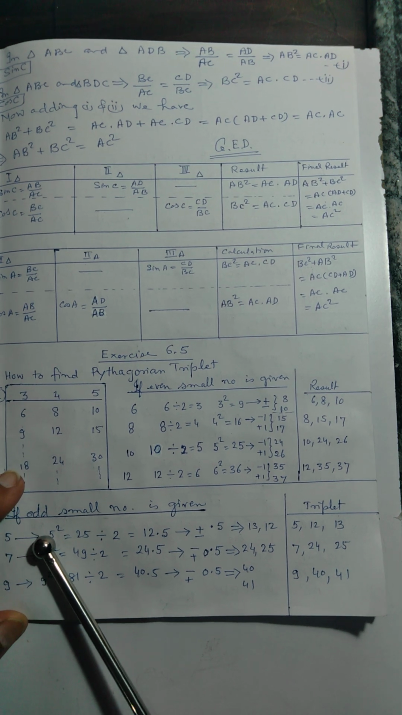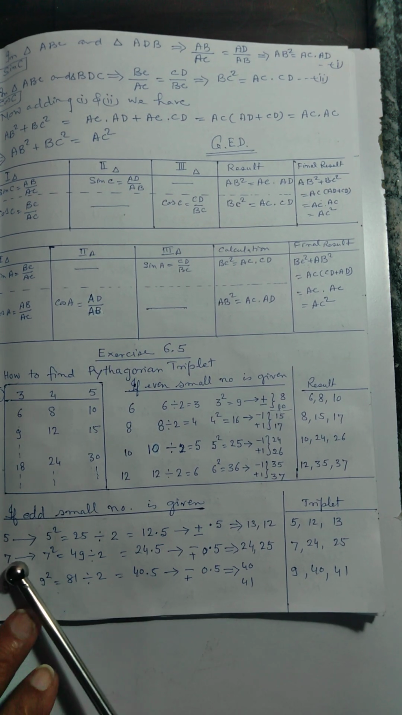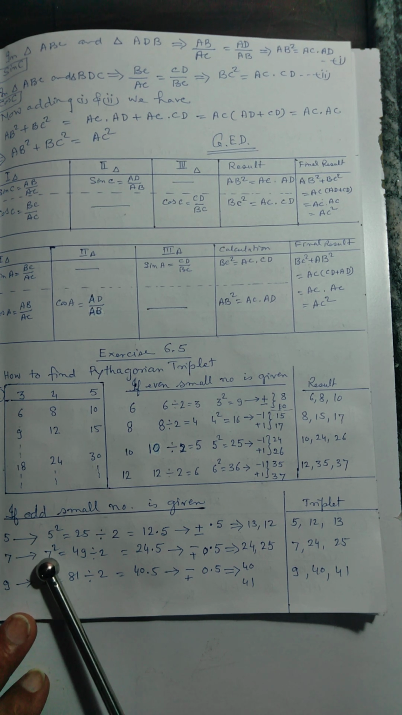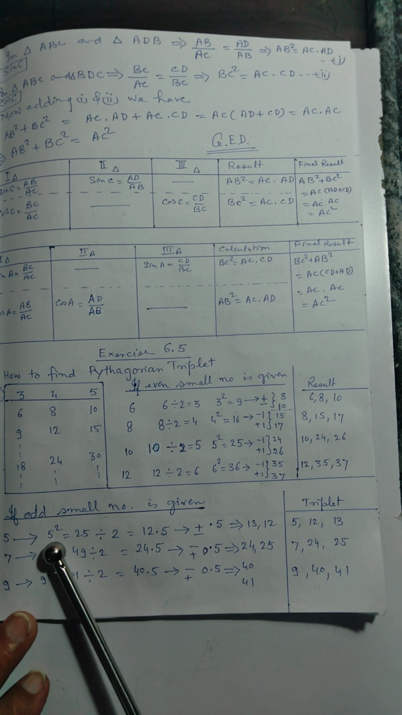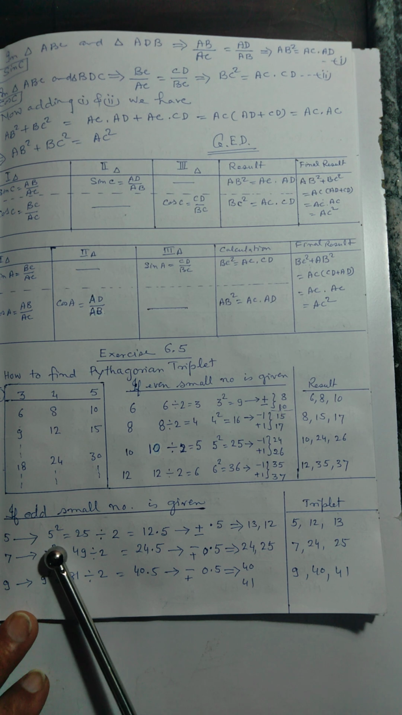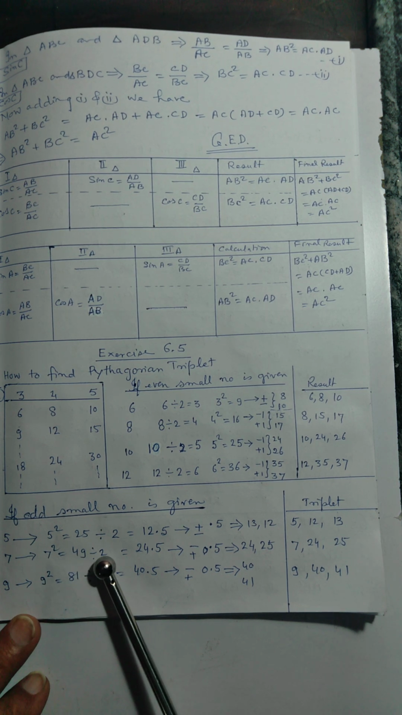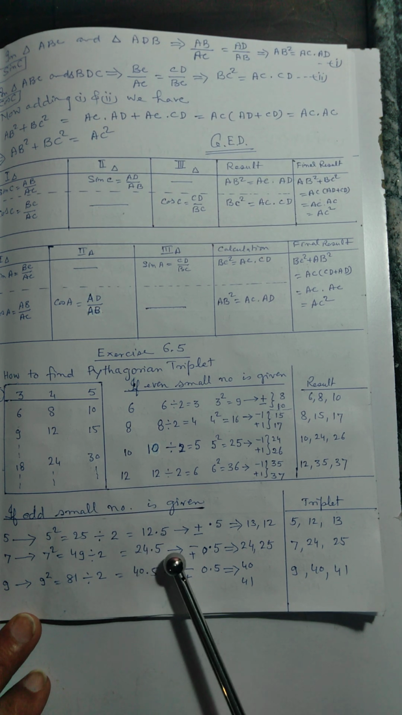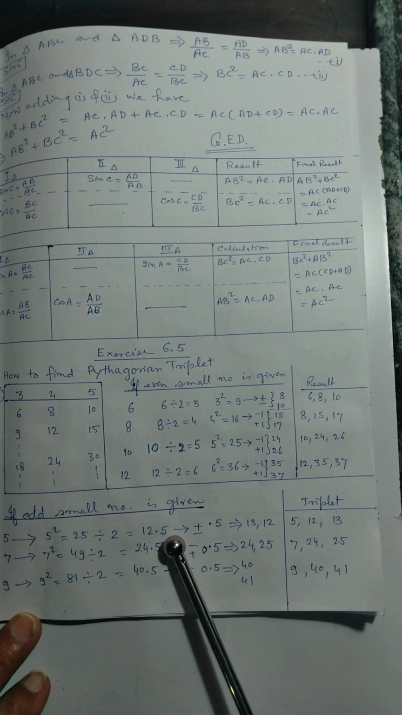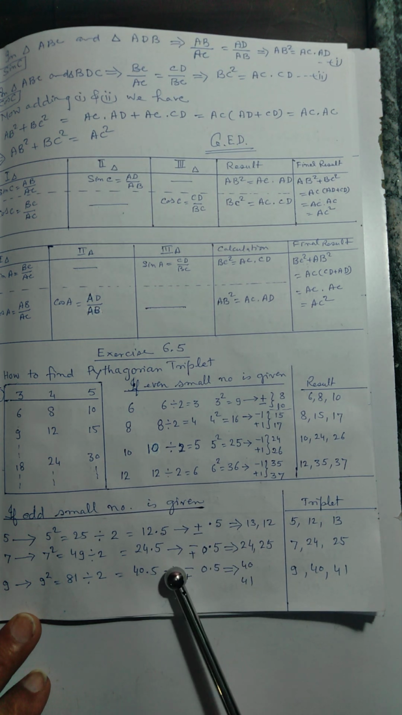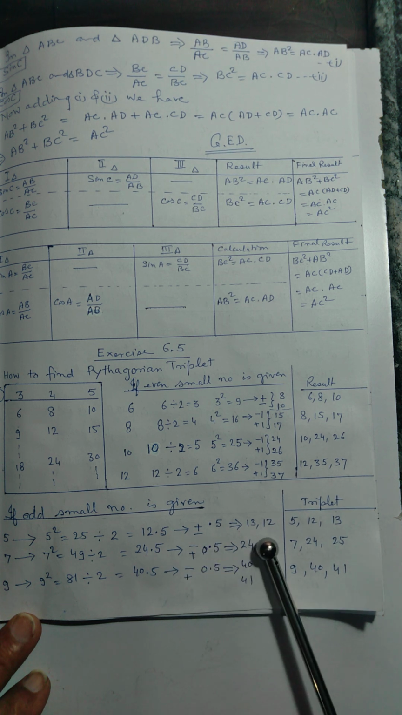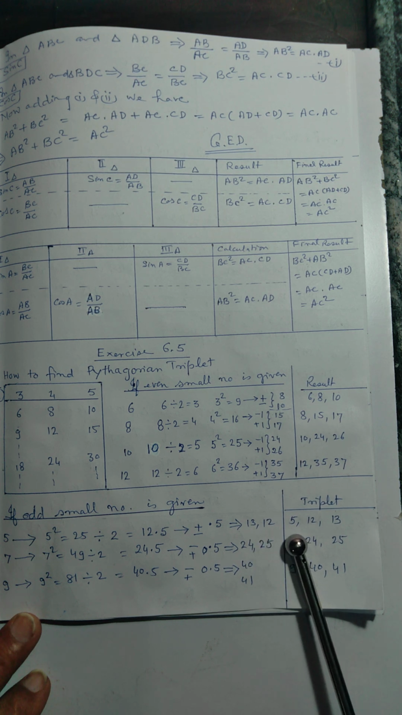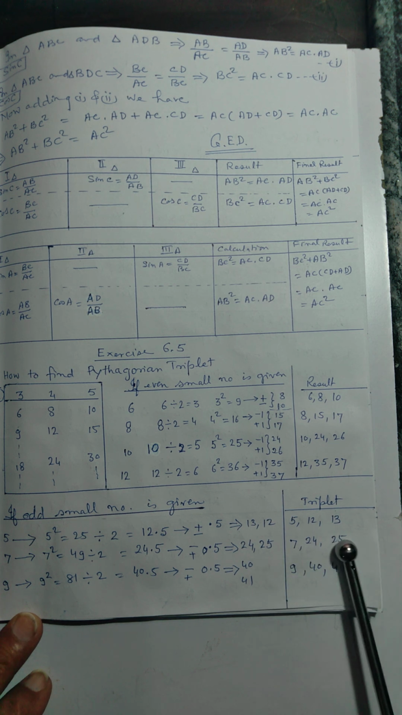Now if you are having an odd small number, let 5 be the small odd number. So what you do here is you just take the square of it, means 5 square, that is 25, divided by 2, you will get 12.5. Now you just add 0.5 and subtract 0.5. While you add 0.5, you will get 13. While you subtract 0.5, you will get 12. So in this way, you will get 5, 12, 13. This will be the Pythagorean triplet.